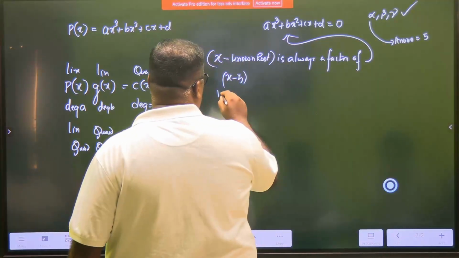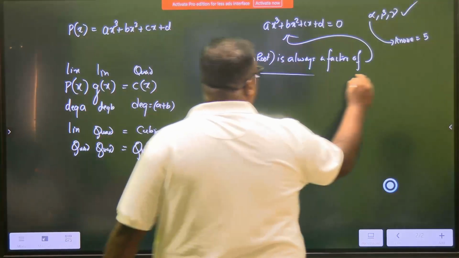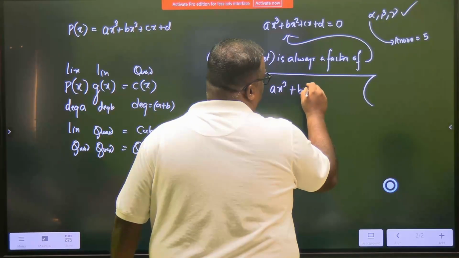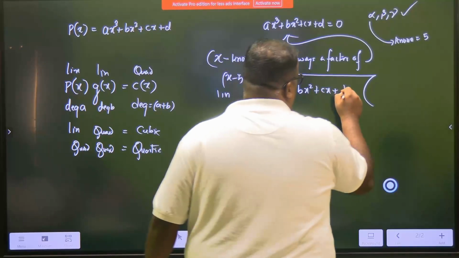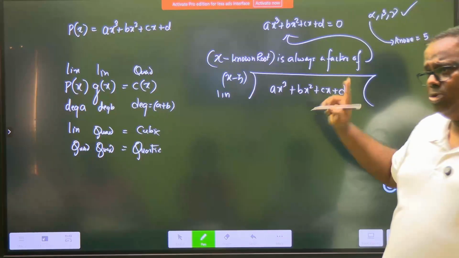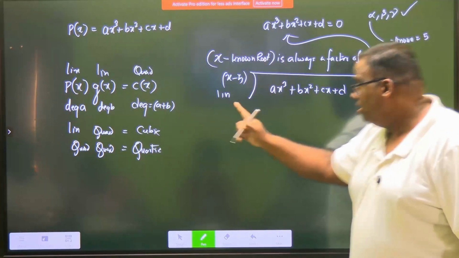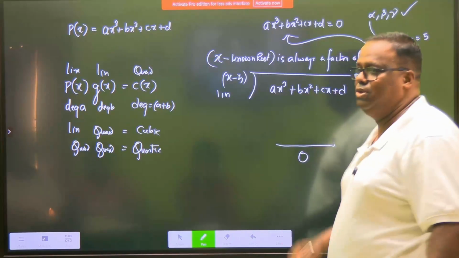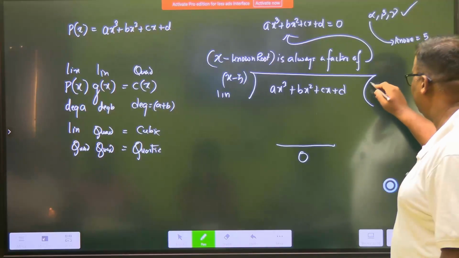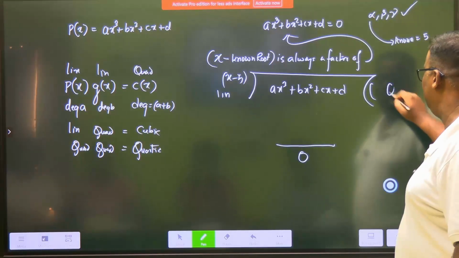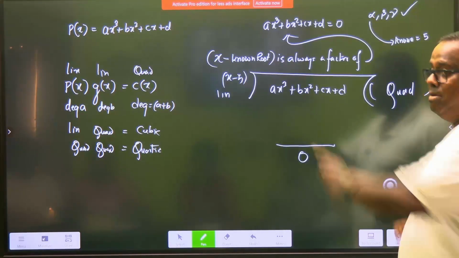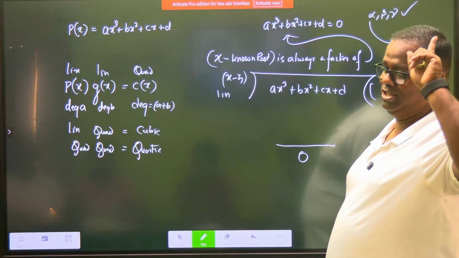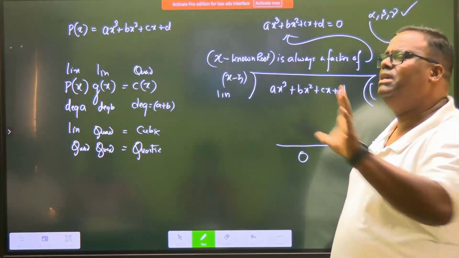I have a linear polynomial, and with this linear polynomial, I start dividing ax cube plus bx square plus cx plus d. This is a factor. Factor dividing somebody means the remainder has to come 0. I will get another polynomial here, which will be a quadratic polynomial. But I know how to solve a quadratic equation at this level by middle term splitting.